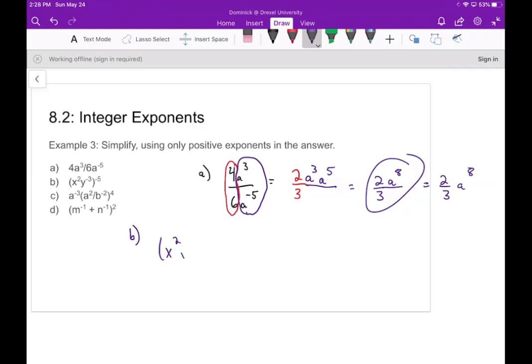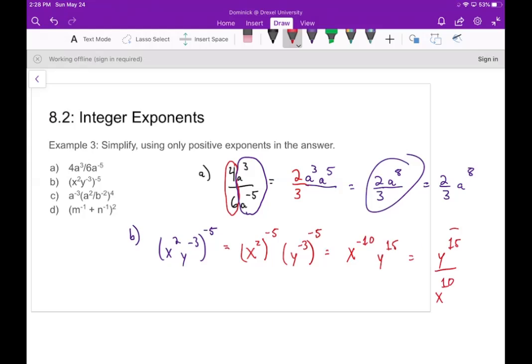Now for part B, we have x squared y to the -3rd all to the -5th. All right, so now here what we can do is we can apply our product to an exponent rule, right? So in slow motion, I have x squared to the -5th, y to the -3rd to the -5th, right? And then this will become an x to the -10 times y to the +15. So then once we move the x to the -10 down below, I'm going to get y to the 15 over x to the 10th.